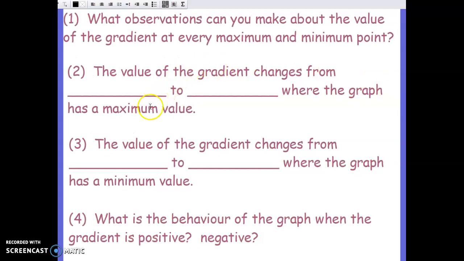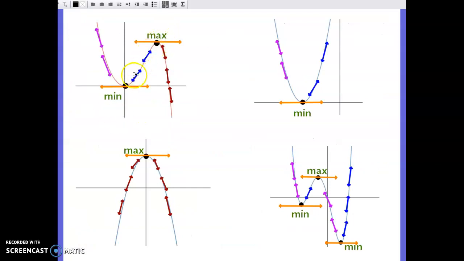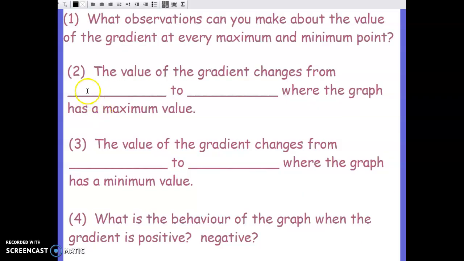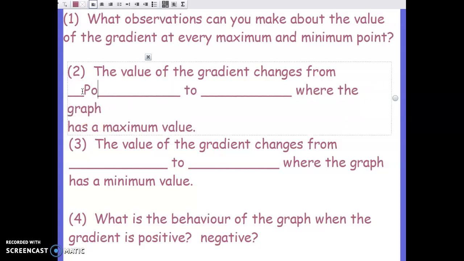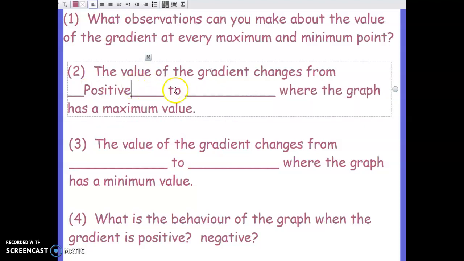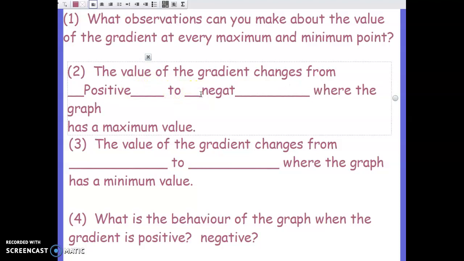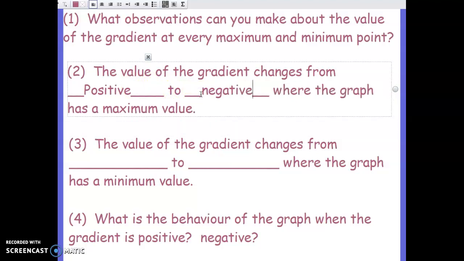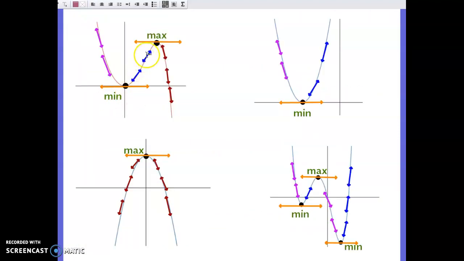Okay, so what happened at the maximum? We'll go back and look. At the maximum right here, the gradients were positive, and then the gradients were negative. So let's write those down. The gradient changed from positive to negative, where the graph has a maximum value, right? At my maximum, it changed from positive to negative.